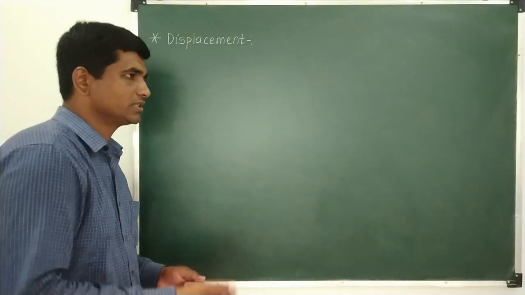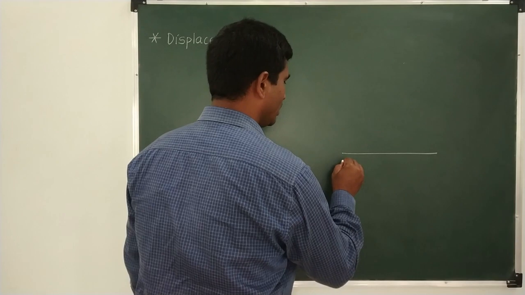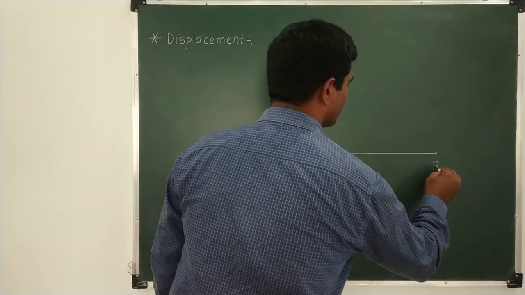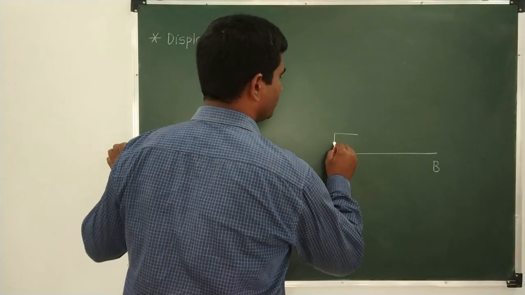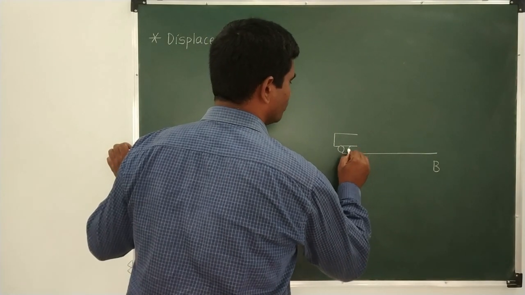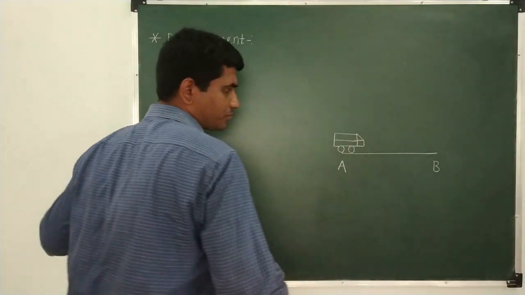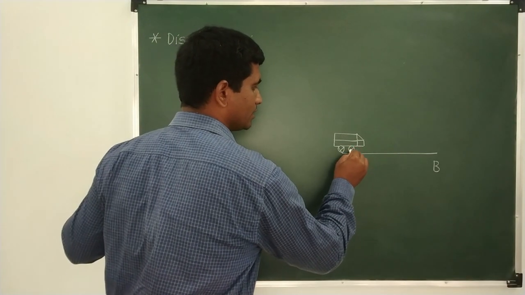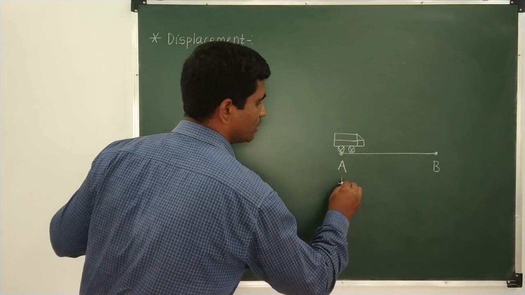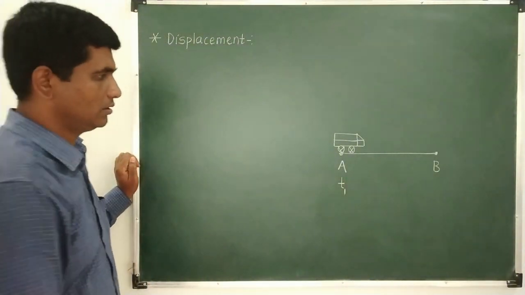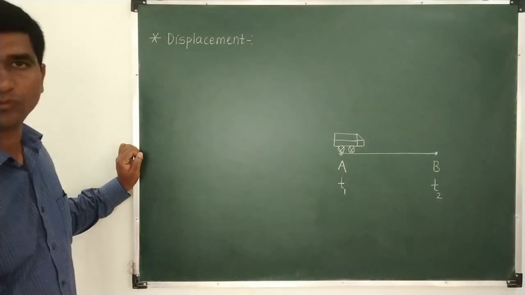If you consider the first example which I had given, for example, there is a car which is moving from, let us say, point A to point B. Now, when I say that this car is moving from point A to point B, let us consider that at T1 the car is at position A, and it is going from point A to point B, and it is taking a time T2.